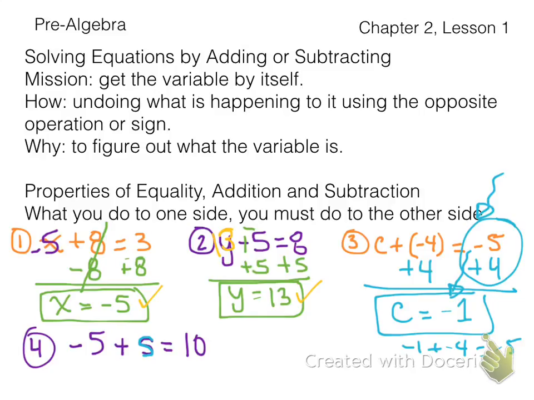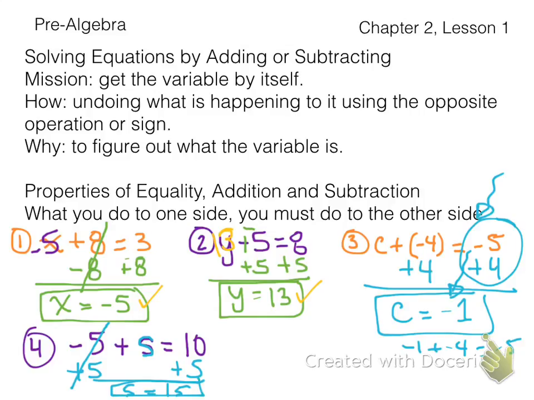Well, what's the opposite of negative 5? Plus 5, plus 5. So negative 5 plus 5 is 0, leaving me with just s is equal to 10 plus 5. 10 plus 5 is 15. All right, there we go.